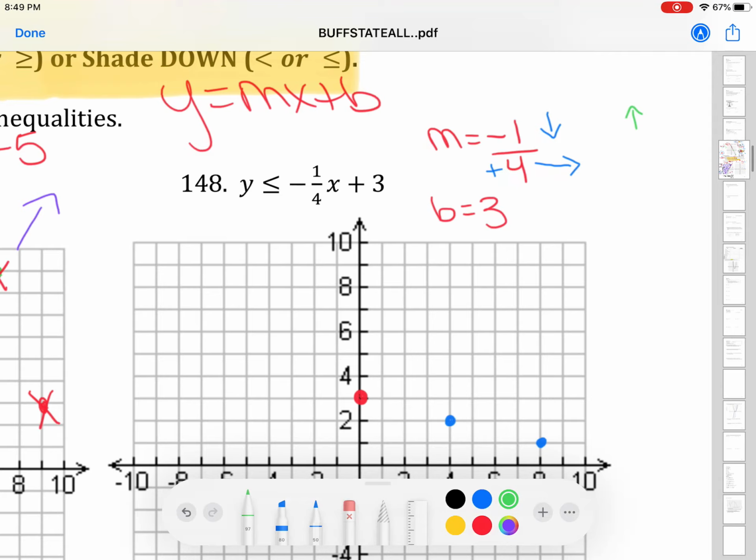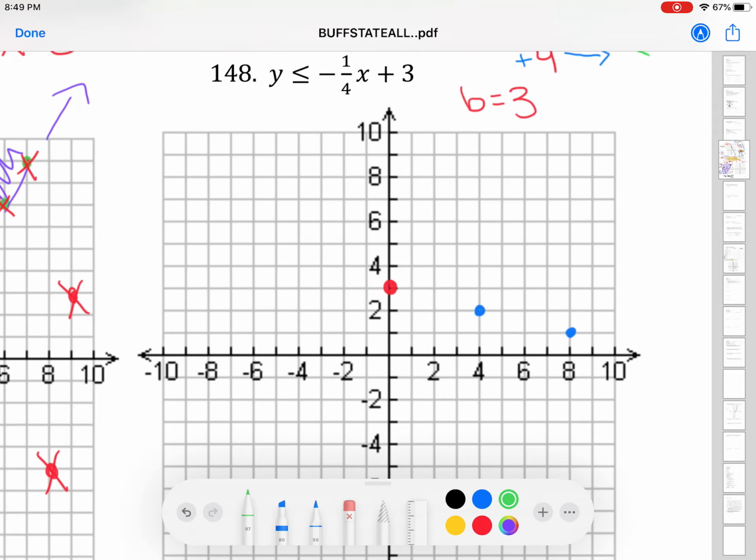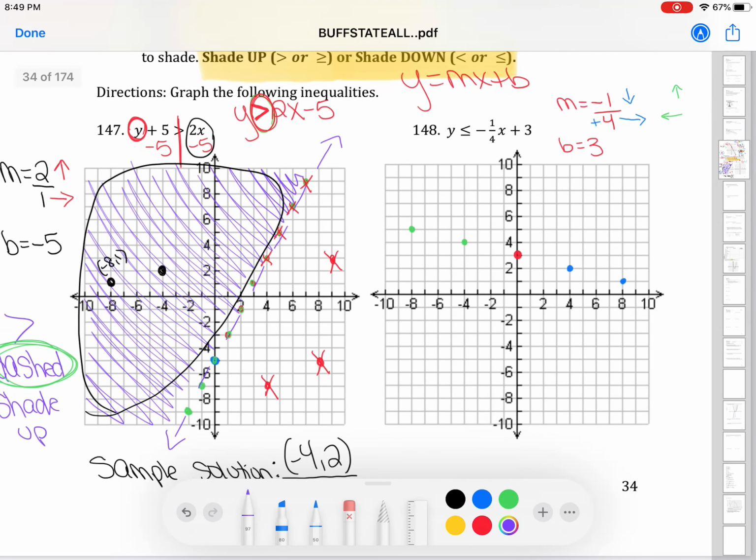Okay, down 1, right 4 only got me 2 points. Here's where going the complete other way does help. Going up 1, left 4 will finish out that pattern for me nicely. So I have a line that fits this whole grid.